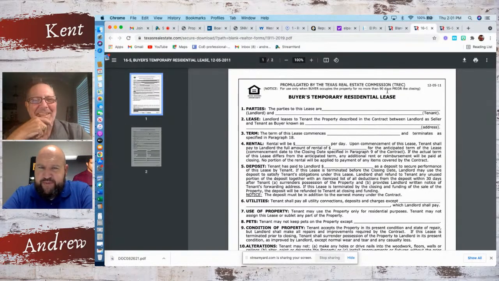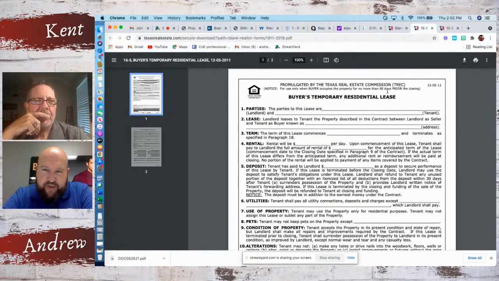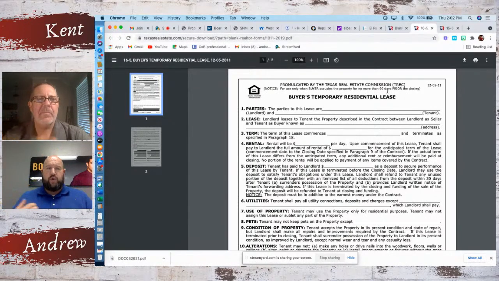What you need to remember is possession occurs one of two ways. Upon closing and funding, which means the seller has to get their check before the buyer gets their keys, or according to the terms of a temporary residential lease. So if you use a temporary residential lease, possession has occurred, and that is extremely important to understand. And there's some verbiage in this lease that I want to make sure all parties understand as well when we're going through and talking about this.